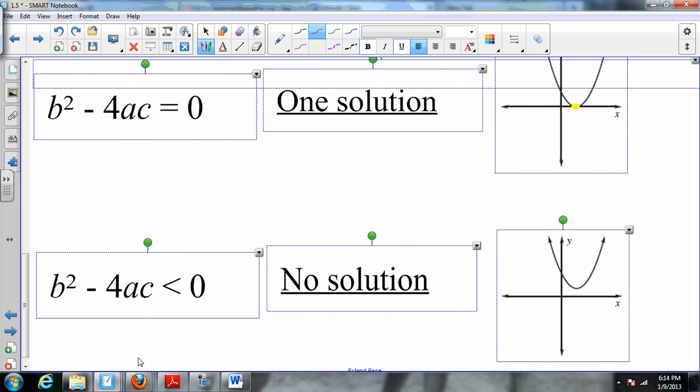If it's less than 0, so negative, that would put the square root of a negative number, which we know is an imaginary number. So there are no real solutions.